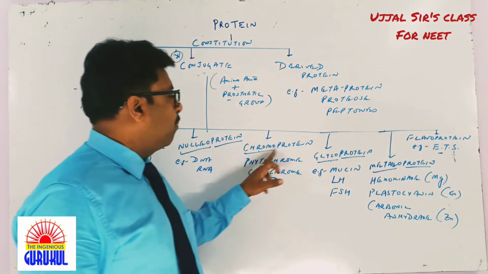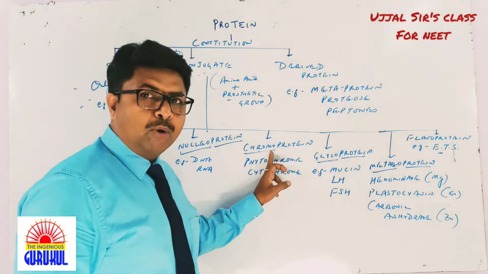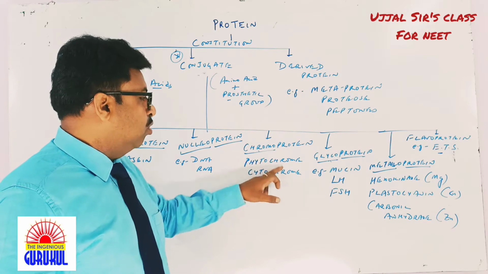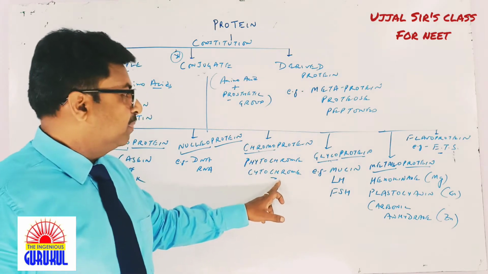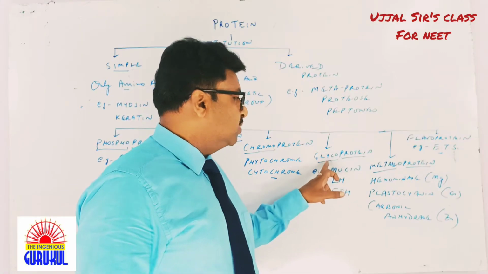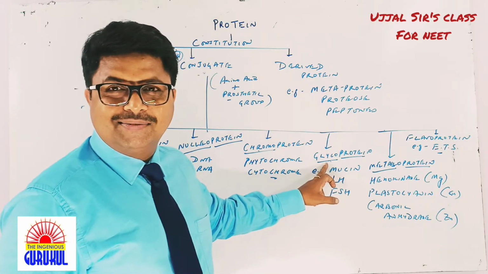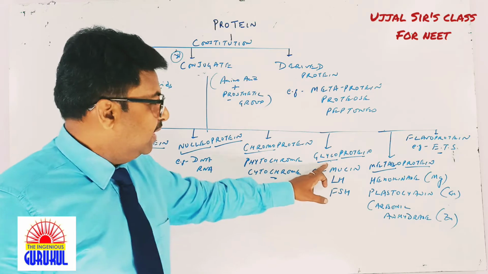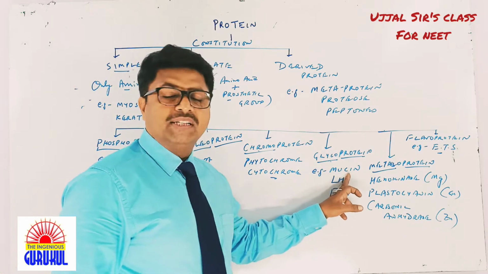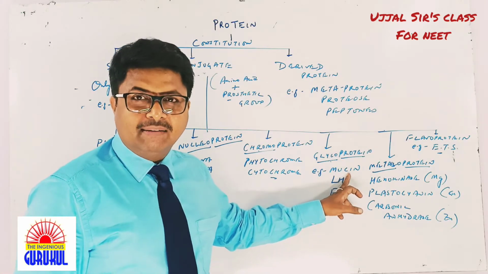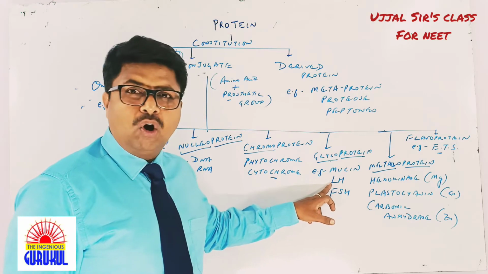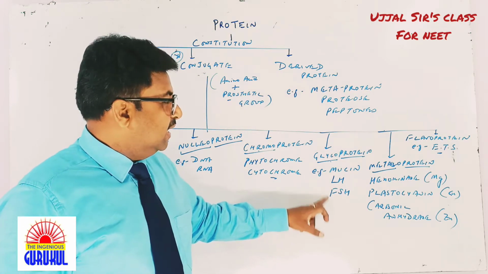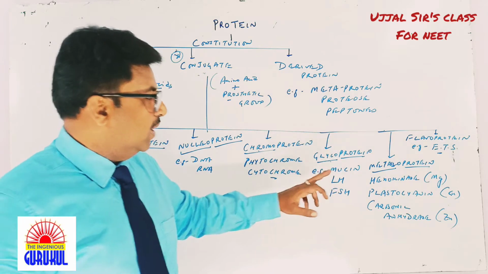When we talk about chromoprotein, chromo is color. So the prosthetic group over here is chromo, color. Phytochrome and cytochrome are the examples of it. Glycoprotein, glyco is what? It's carbohydrate. We know that. So the prosthetic group over here is the carbohydrate. Examples are mucopolysaccharide or mucin, luteinizing hormone, LH, and follicle stimulating hormone, FSH. So these are the examples of glycoprotein.